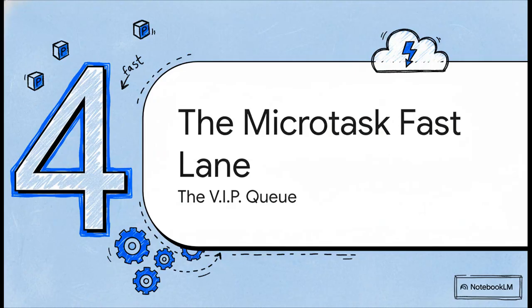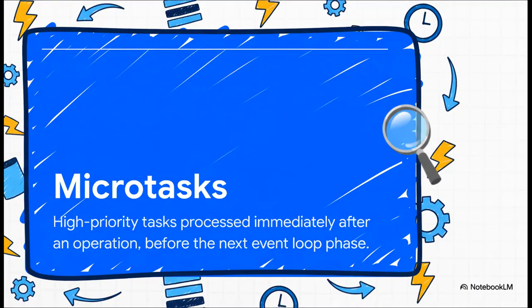But hold on, there's another crucial piece to this puzzle. It turns out there's a kind of secret VIP queue that can cut in front of everything else in the loop. These are called microtasks. The best way to think about them is like an urgent sticky note the chef leaves for themselves. After they finish one block of code, before they even think about starting the next phase of the event loop, they stop and immediately process everything on the microtask list. It's an express lane that gets cleared out right away no matter what.